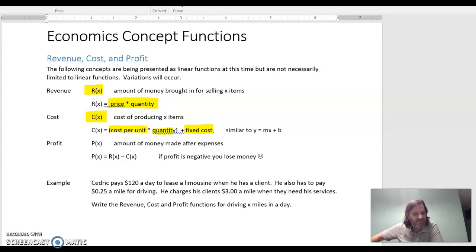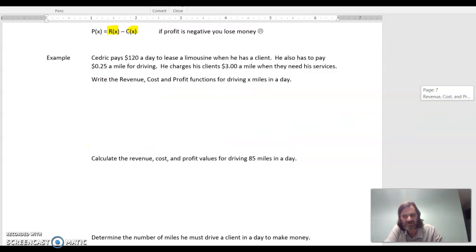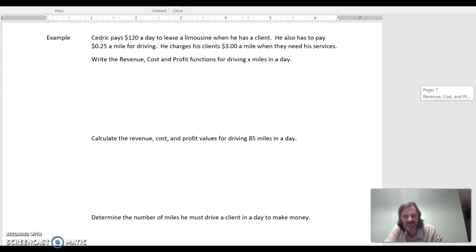And then if we have revenue, money we bring in, and cost, money we have to pay out, we can think about profit, and that's the money we get to keep after expenses. So profit is revenue minus cost, and it's possible to have a negative profit, which means you have a loss. Okay, so think about those in real world terms, and let's try to make some functions here.